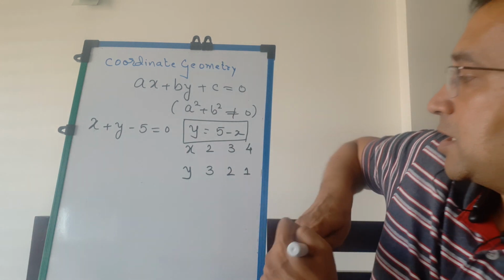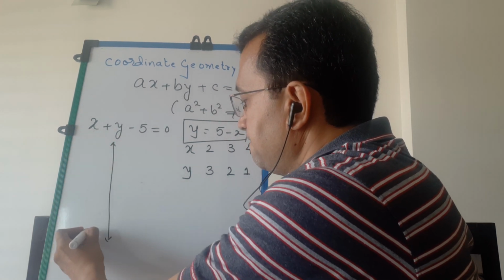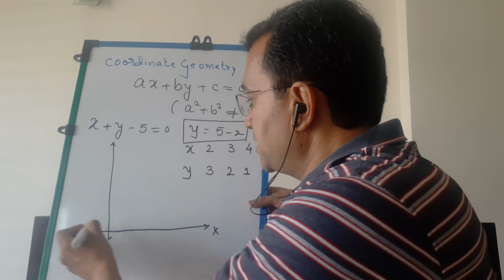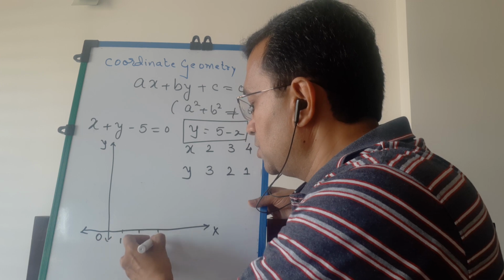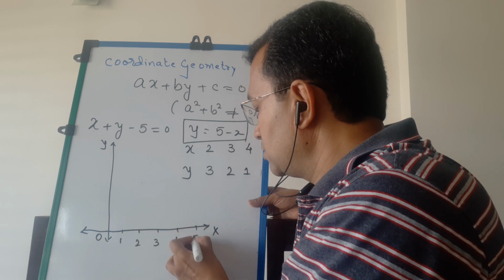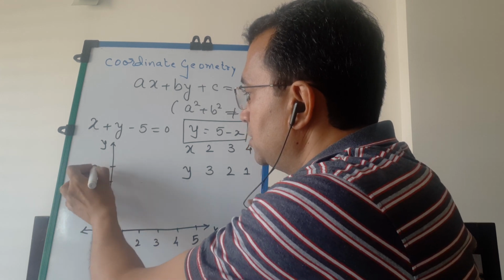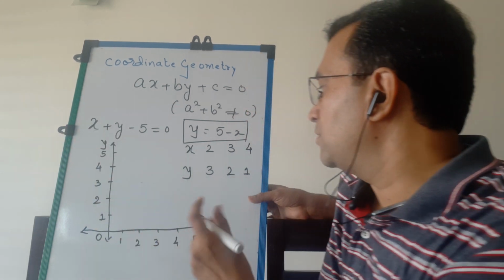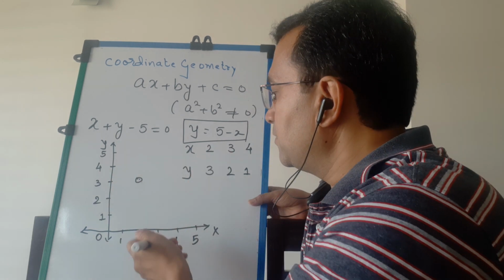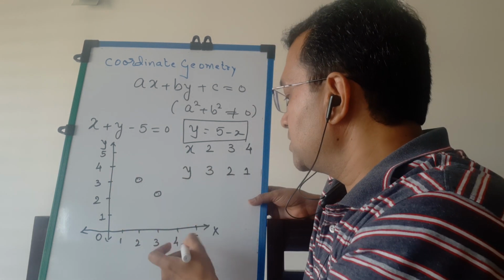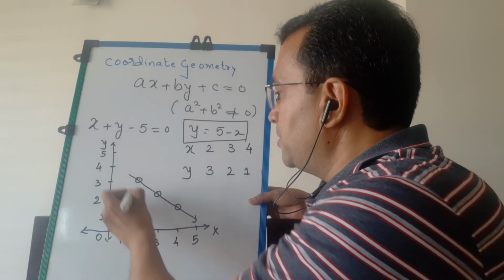Now if I graph this equation, see, this is x and this is y. 1, 2, 3, 4, 5. 1, 2, 3, 4, 5. When x is 2, y is 3. When x is 3, y is 2. When x is 4, y is 1. So if I join these 3 points, students, I am getting this line.